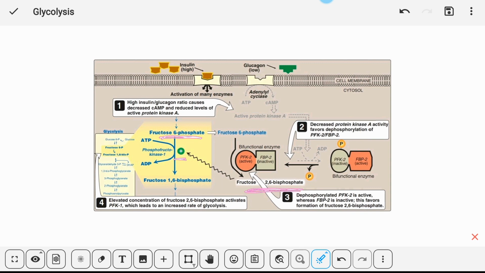goes and activates glycolysis. I hope I explained it very well, how insulin kicks up the production of fructose 2,6-bisphosphate, which then activates the process of glycolysis.